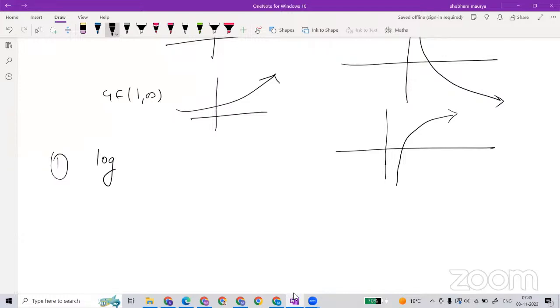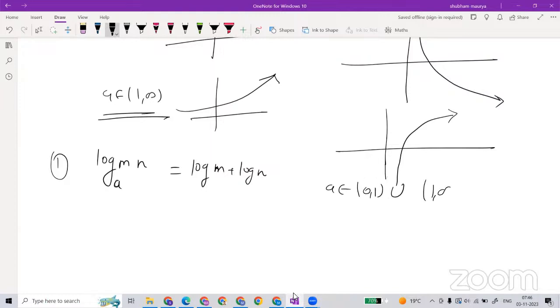So log of, if you have two numbers m and n in multiplication form, then the log values are added: you take the log values separately and add them. Everything here is with any base a, in this domain. So a lies in 0 to 1 union 1 to infinity. The same rule will follow here.